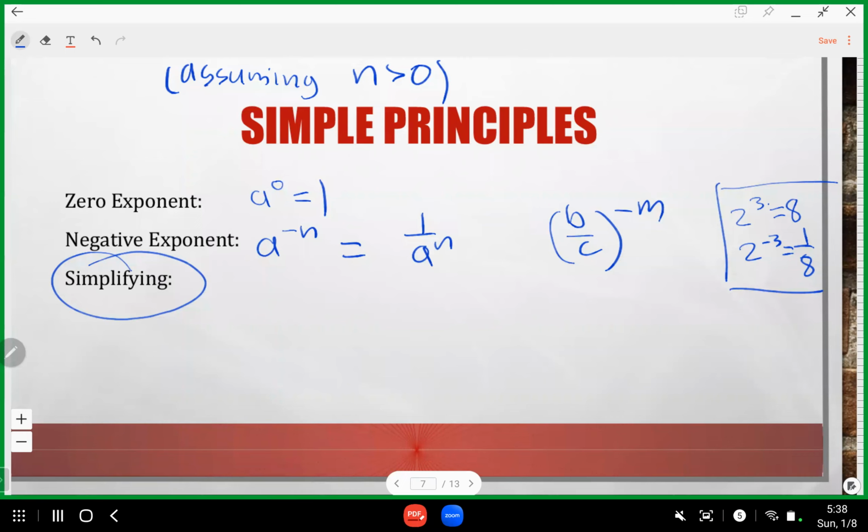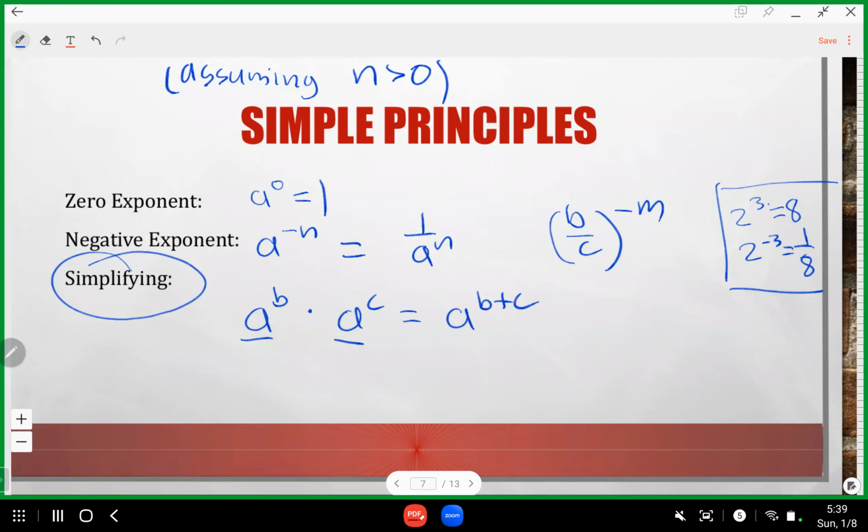So simplifying, what you can do here is, if and only if you have a to the b times a to the c, what do you notice about this? You notice that these bases are the same. So if and only if the bases are the same and you're multiplying these two together, this is going to equal a to the b plus c. When you're multiplying these things with the same base, then you just add their exponents.